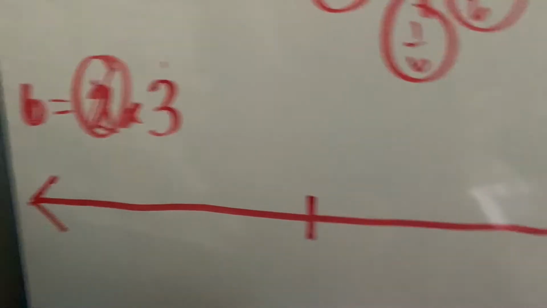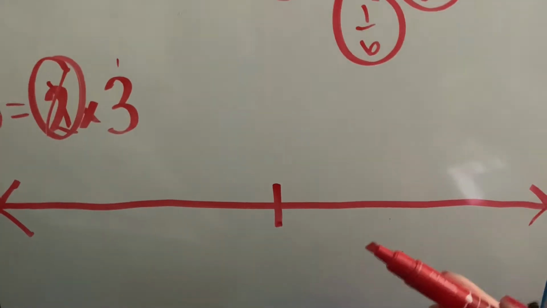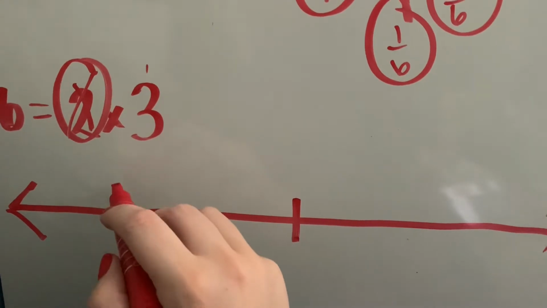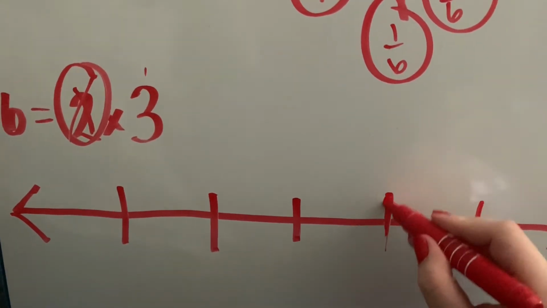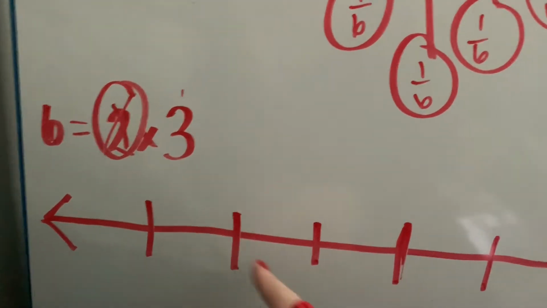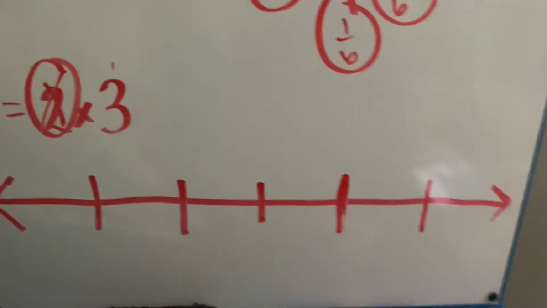What I'm doing with my 3 is I'm splitting each of these 2 sections into 3. So I'm drawing 2 lines. 1, 2, 1, 2. So now I'm gonna check. 1, 2, 3, 4, 5, 6. I have 6 parts now.